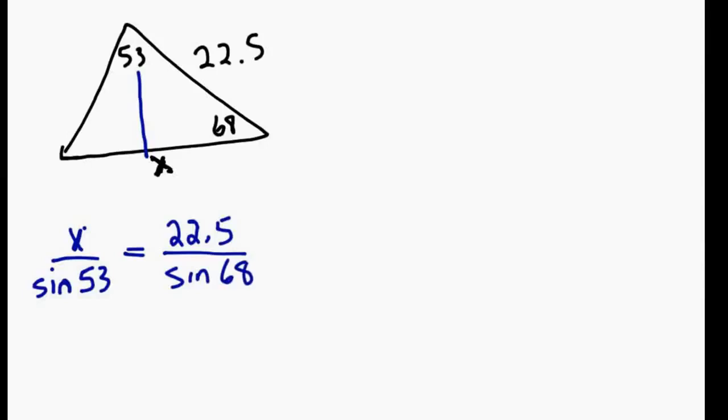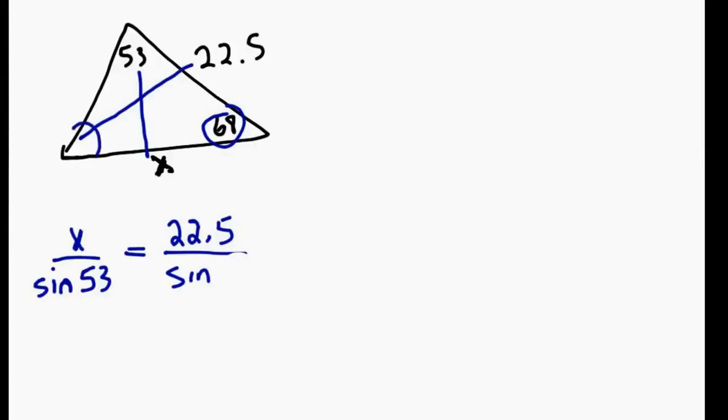This is where you've got to be careful. I intentionally tricked you on this one. We have our 53 and our x across from each other, so that's good. But I wrote 68 with the 22.5, and the 22.5 is not across from 68. So we can't do it, right? We can't have the 68 in there. Does that mean the sine law isn't going to work and we can't do the question? No, what it means is we actually have to figure out this angle here first. Once we have the angle, then we're good to go.